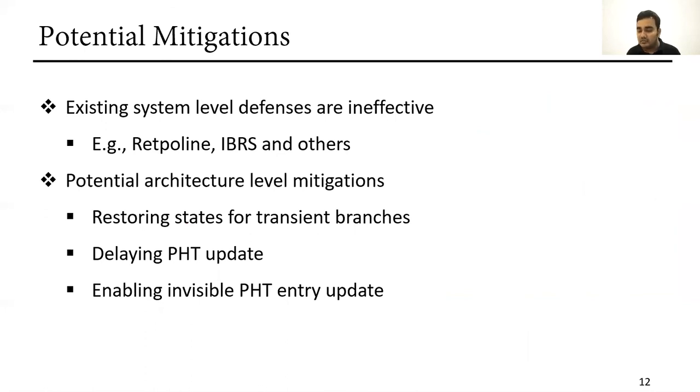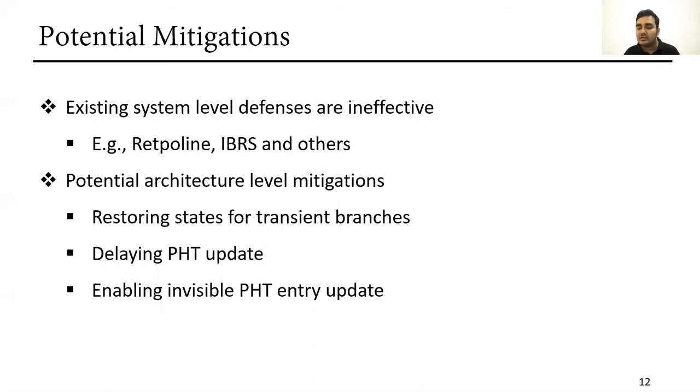Now that we know the information leakage threat in speculative branch execution and the severity of this attack, how do we defend against it? Existing system-level defenses are ineffective against this type of attack because they mostly target attacks based on indirect branches. System-level defenses like Retpoline, IBRS, and others don't have any impact on PST-based attacks like BranchSpec. On the other hand, there are several architectural-level mitigations that can be adopted.